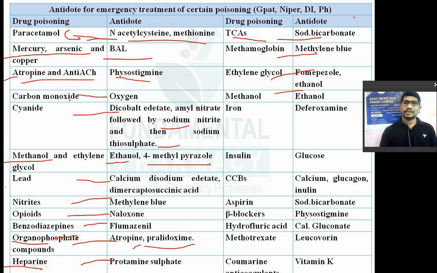Next, iron poisoning. In case of iron poisoning, the specific antidote is desferoxamine. What is the specific antidote? Desferoxamine. Now, iron poisoning is mostly seen in children.